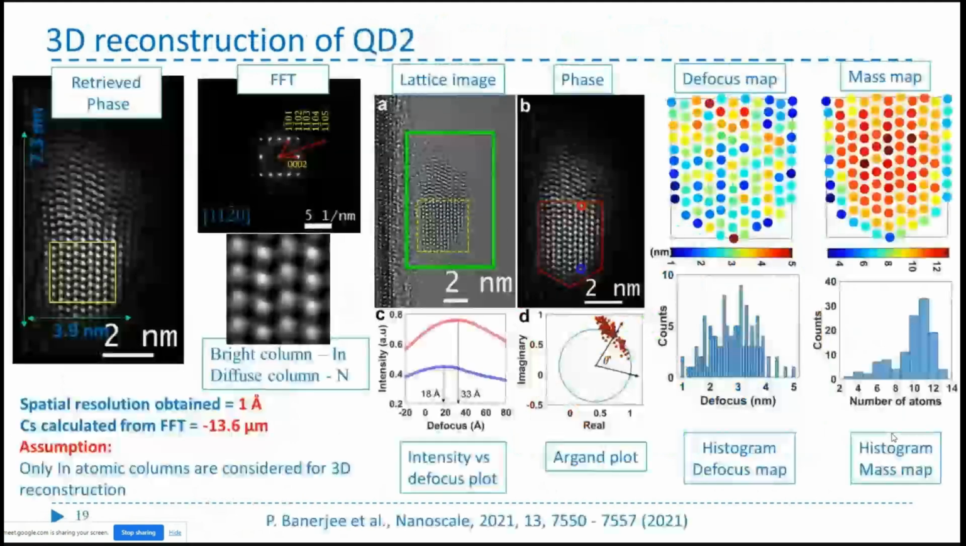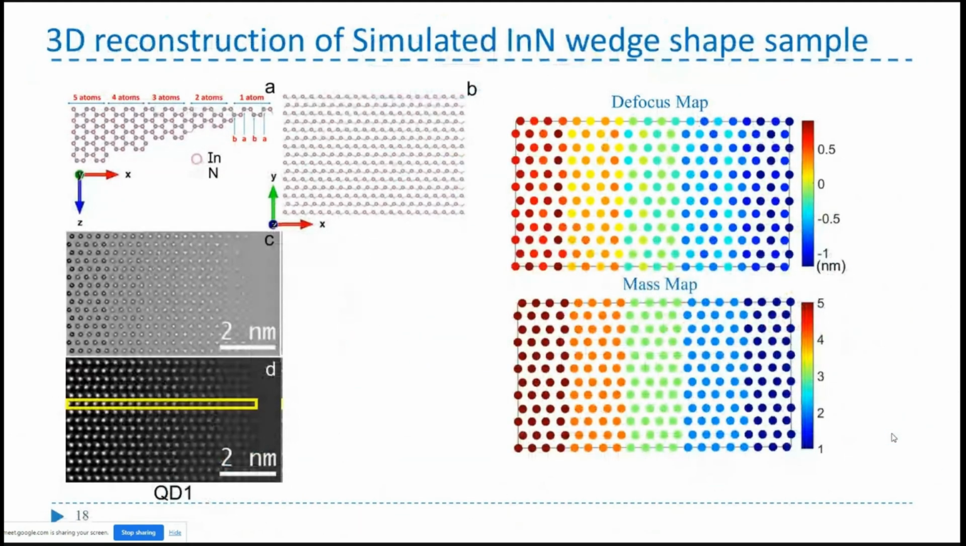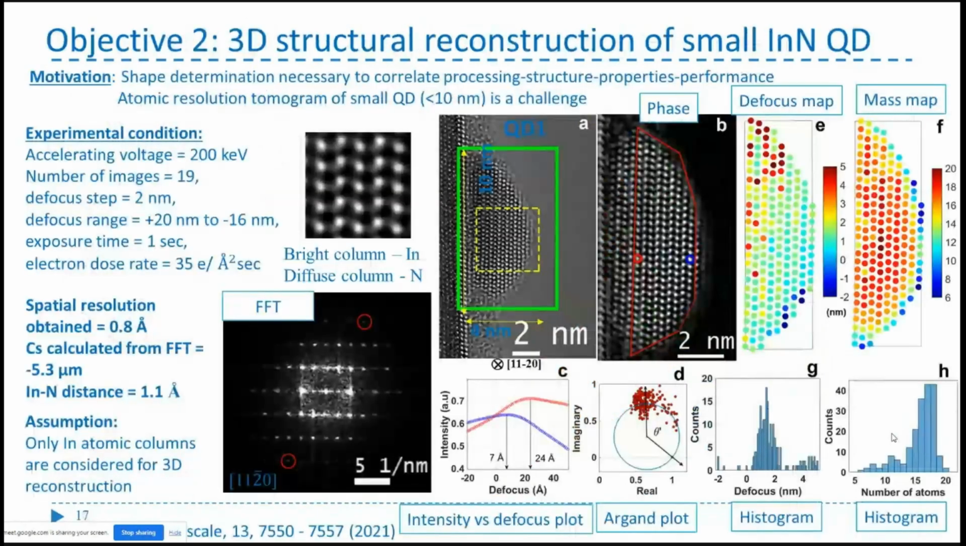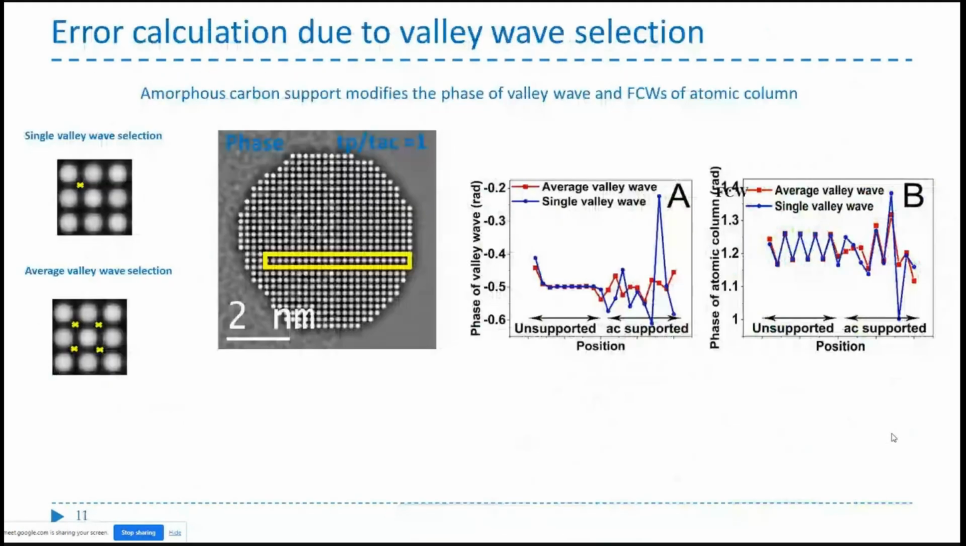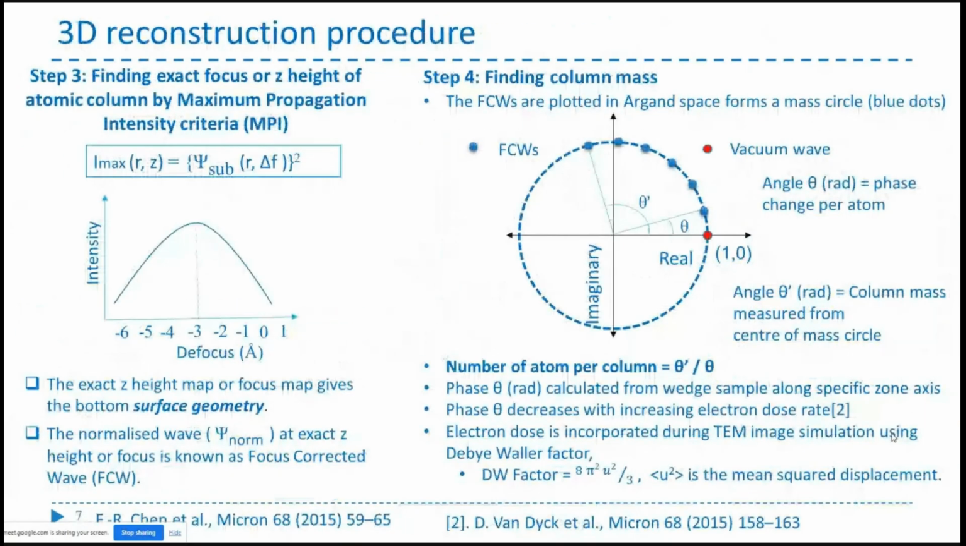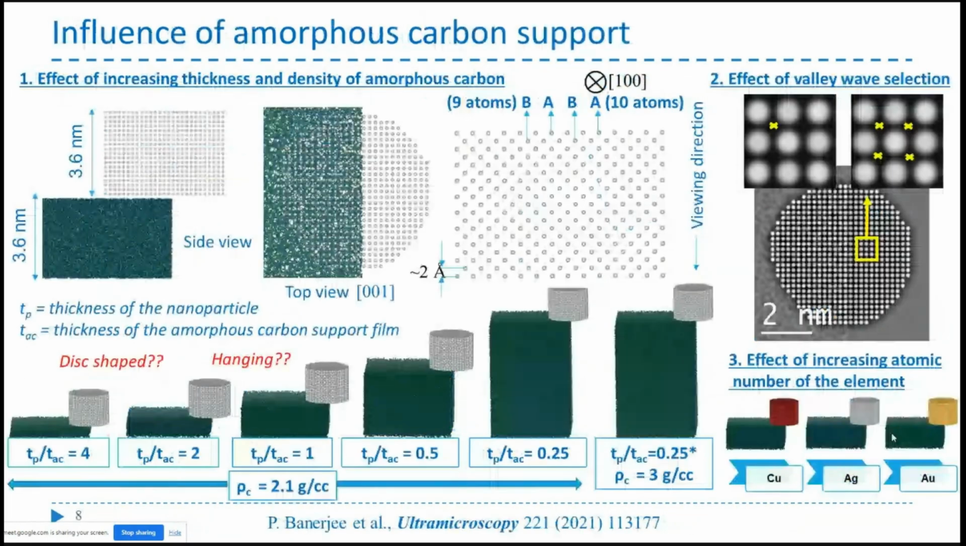You have to simulate a structure with 1 atom, 2 atoms, 3 atoms, 4 atoms, 5 atoms, and you simulate the exit phase wave and the phase of the exit wave. So you will get the value for each atomic column. When you get that, you plot it here, and then you divide this theta dash value, the focus corrected wave value, by theta, and you will get the number of atoms in the projection direction, or in your electron beam direction. So that's your 3D structure.